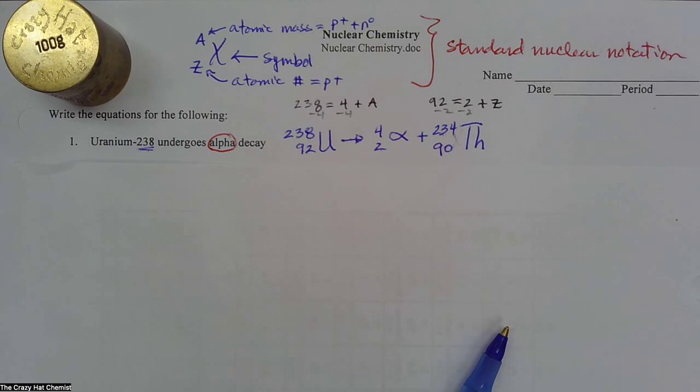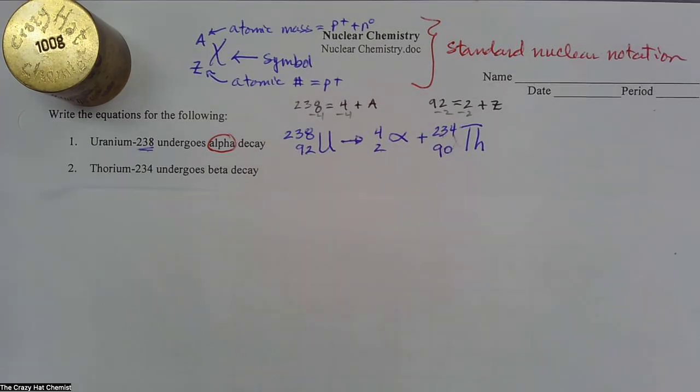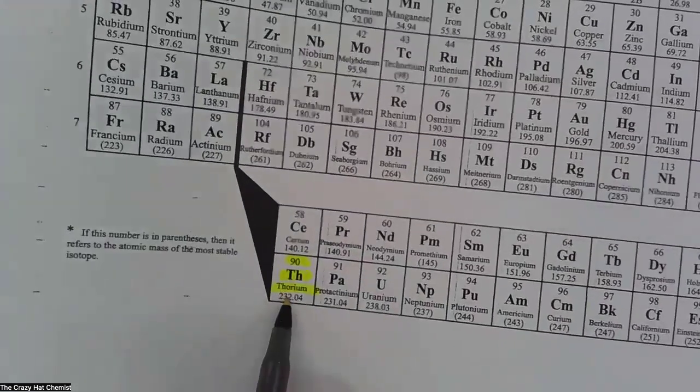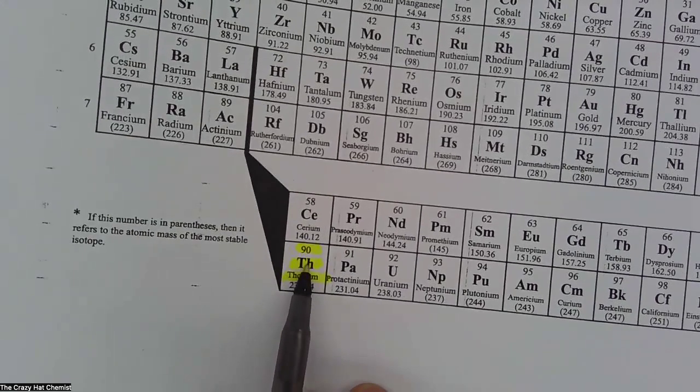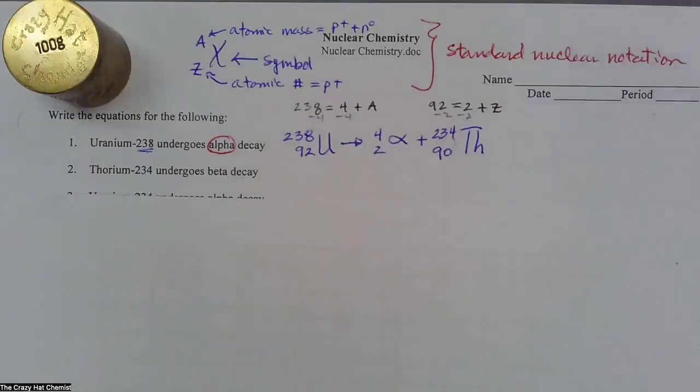So this is the equation here for uranium-238 undergoing alpha decay. All right, so now we're going to continue on. We're going to move on to problem number 2. So here we go. It says thorium-234 undergoes beta decay. And so thorium is right there. That's 232. That's close to 234, but we're going to use 234 because that's what the problem says. And it's TH, and it's element number 90.